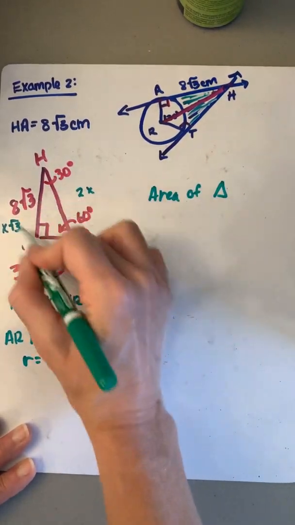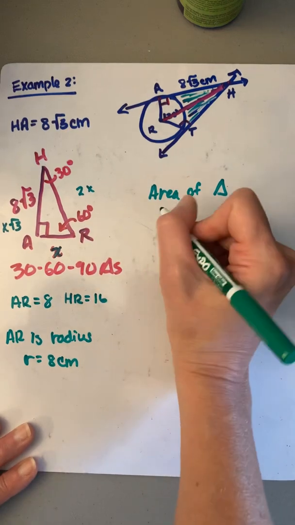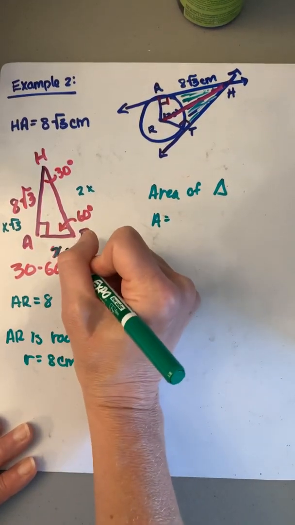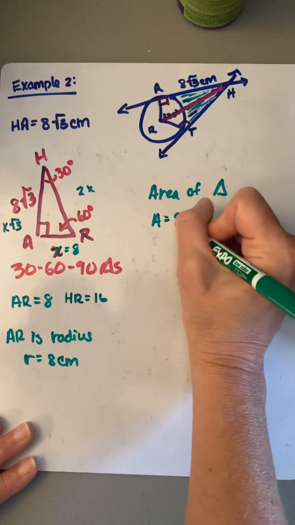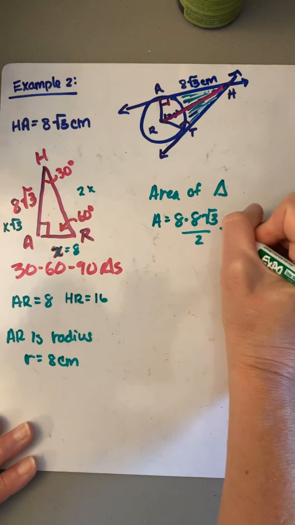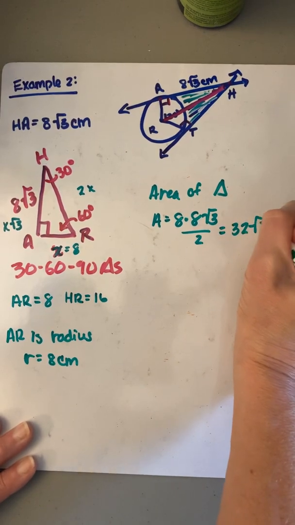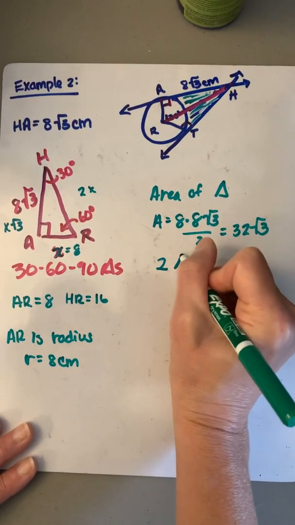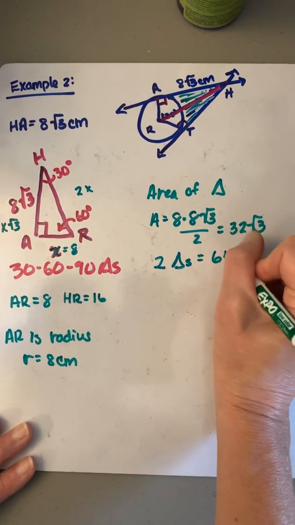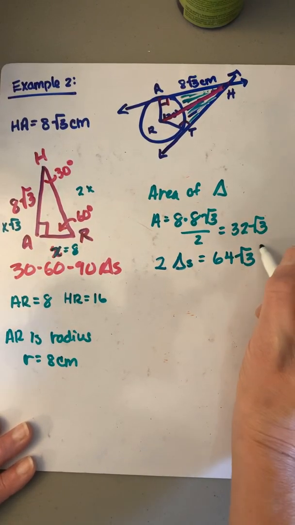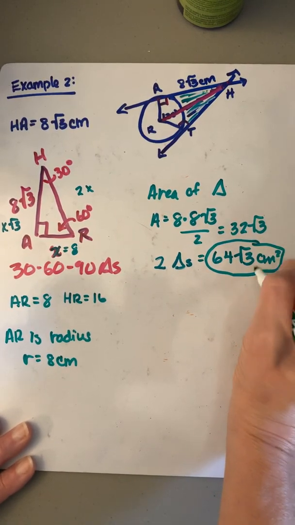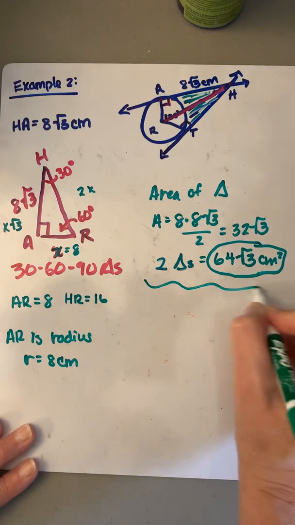And so using what we have over here on our pink triangle, the area is, remember X was 8, 8 times the square root of 3 divided by 2. That gives us 32 times the square root of 3. But we have 2 triangles, so that makes that 64 times the square root of 3 square centimeters. We're going to need that in a few minutes.